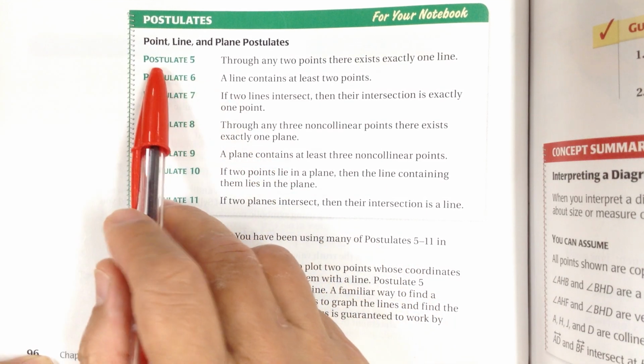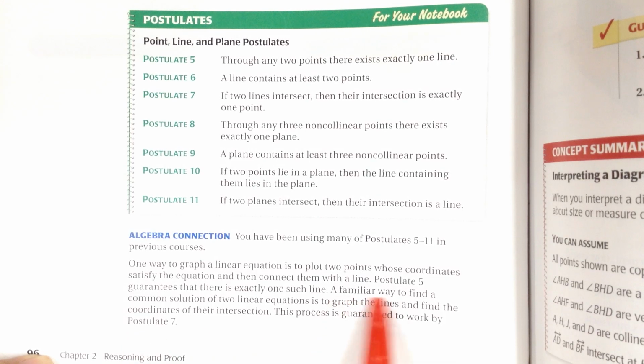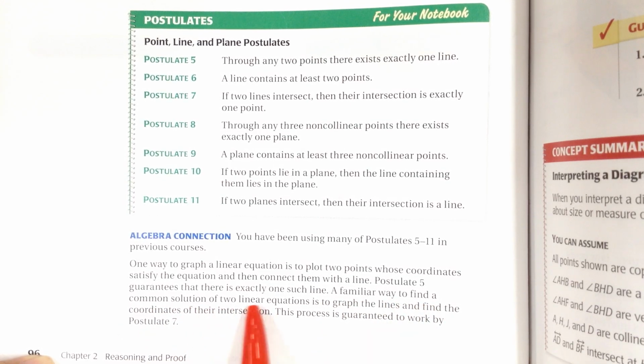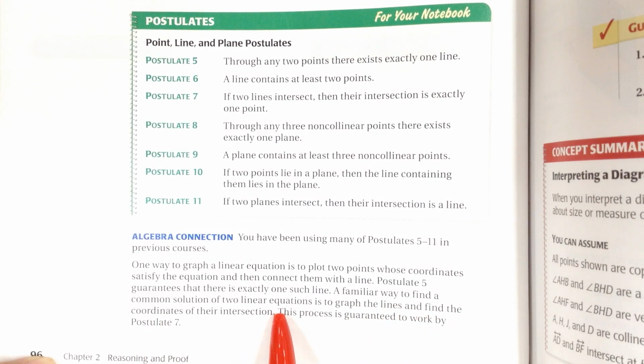Okay, so that's what postulate number 5 is talking about. A similar way to find a common solution of 2 linear equations is to graph the lines and find the coordinates of the intersection.